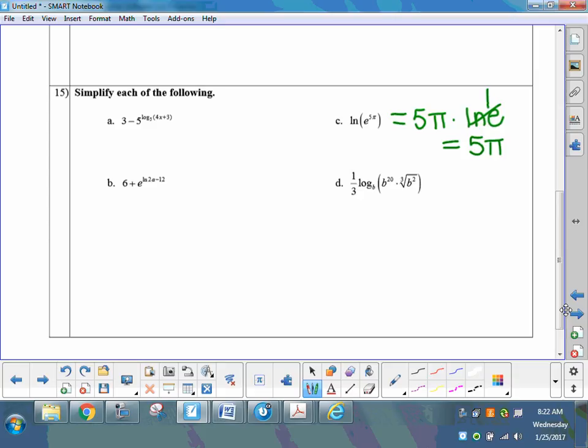5 pi, yeah. Next one up, you've got to recognize this, and this is very awkward to see. We're not going to go into the full explanation as to why, but if I have 5 raised to the log base 5 power, those are inverse operations. So you're left with just the argument. The log is the inverse of the exponential, and 5 to that power is the exponential. So it leaves me with 3 minus whatever your argument is.